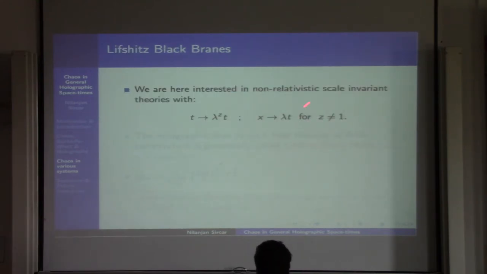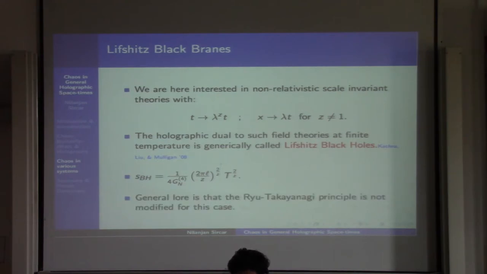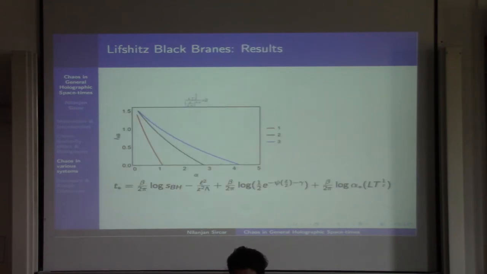So then we studied another case, which was this Lifshitz black hole, corresponding to non-relativistic scale invariant theories, that is, time and space scale differently, and this z is the exponent, which is not equal to 1, that gives you this anisotropic scaling. So the holographic duals to such theories are believed to be these Lifshitz black holes, and you can again calculate the entropy, which will be some function of temperature, appropriately given by this z. The general note is that this Ryu-Takayanagi principle is not modified for this kind of calculation, but of course it's not proved in these theories. But we went ahead and just used Ryu-Takayanagi to calculate this, and again you will see this qualitatively very similar feature, that it goes to 0 at some order one quantity.